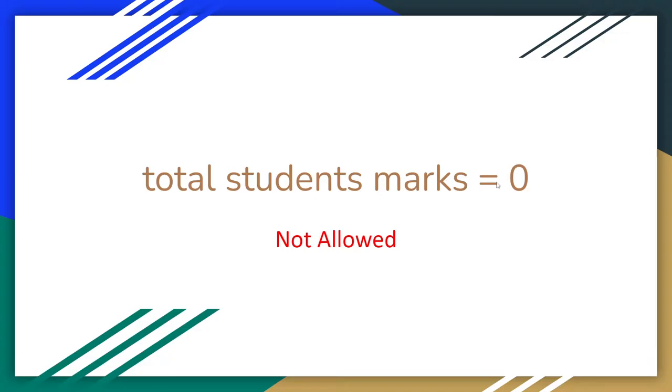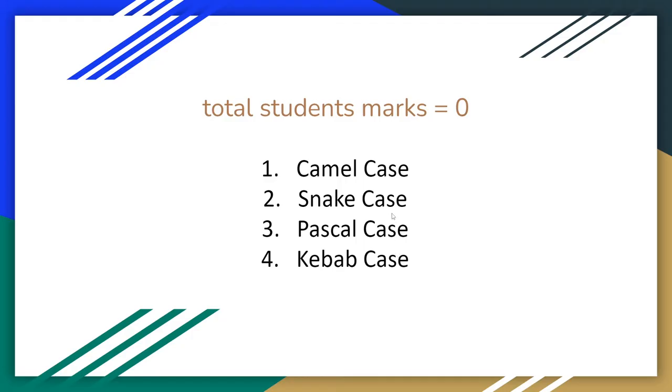In today's video I'm going to show you the naming techniques in programming. Do you know, in programming you cannot give a variable name like this: total student marks with spaces. This is not allowed because in programming languages you cannot put empty spaces in your variable. So what's the solution? Here we have four naming techniques. By using these techniques you can write this variable name without adding spaces between the words.